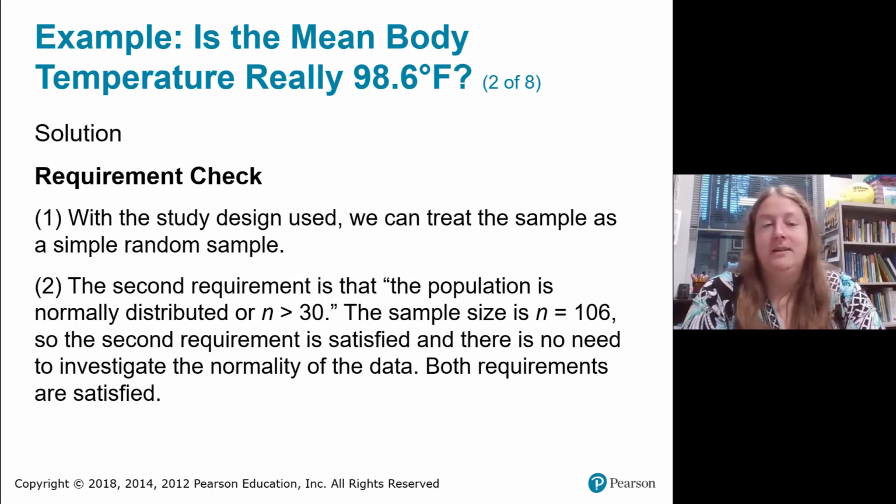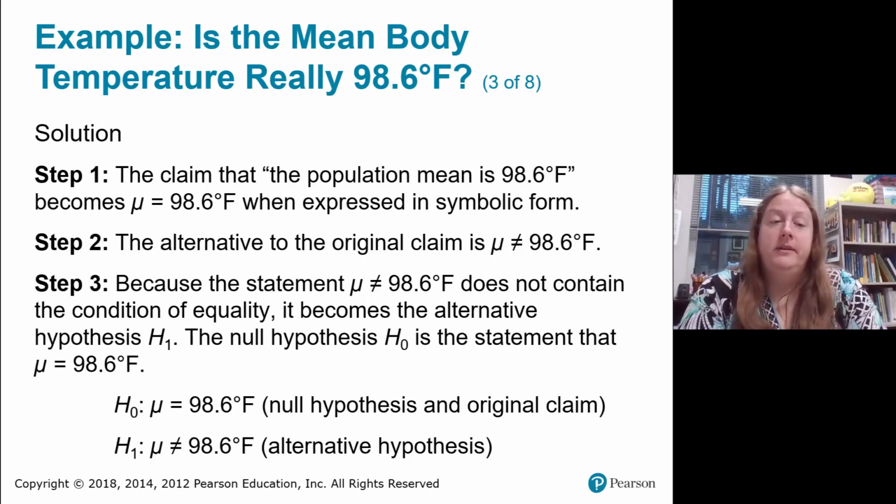So, requirement check. The study design used can be treated as a simple random sample. And then we have to check whether the population is normally distributed, or n is greater than 30. In this case, the sample size is 106, so we don't have to worry about whether it looks normal or not.